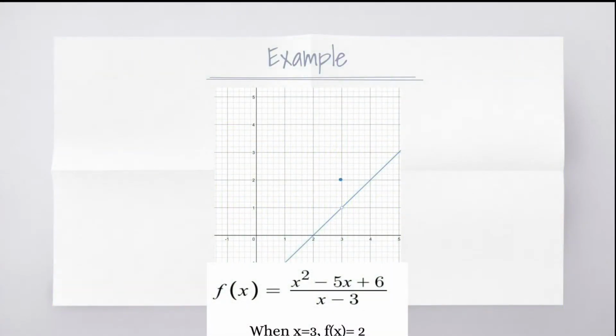The removable discontinuity shows a hole in the function, but the y value for the x can still be found as a dot somewhere else in the graph. This means that we still have a limit for that x value, which is why they are called removable discontinuities.